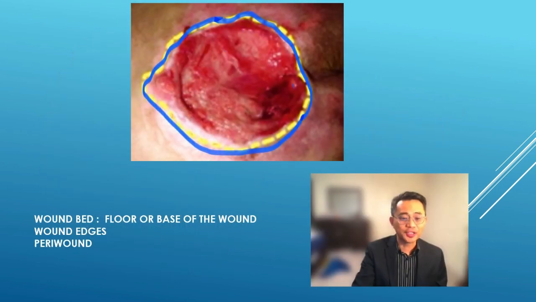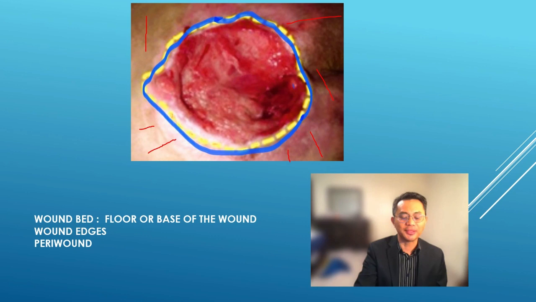So when we're talking about the wound bed, we're talking about the floor of the wound, or what we call the base of the wound. Therefore, wound bed can be used interchangeably with the term wound floor or wound base. Anything inside these demarcation lines is the wound bed. So this is the wound edges right there. And of course, the area immediately surrounding the wound is what we call the peri-wound.